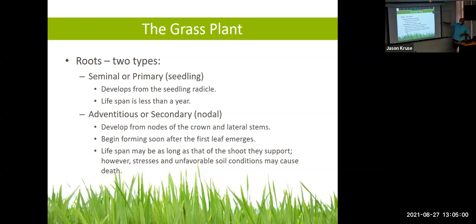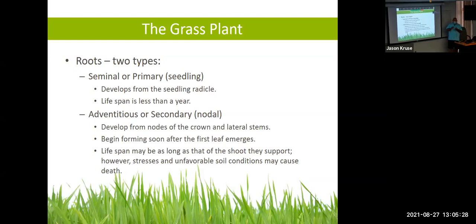Their lifespan is usually less than a year, and then you've got the secondary roots that develop from the crowns and the lateral stems. They begin forming pretty soon after the first leaf emerges, and typically they will live as long as the shoot that they support survives. Now that's something to think about and keep in mind. If we lose the shoot that is associated with that root node, right?